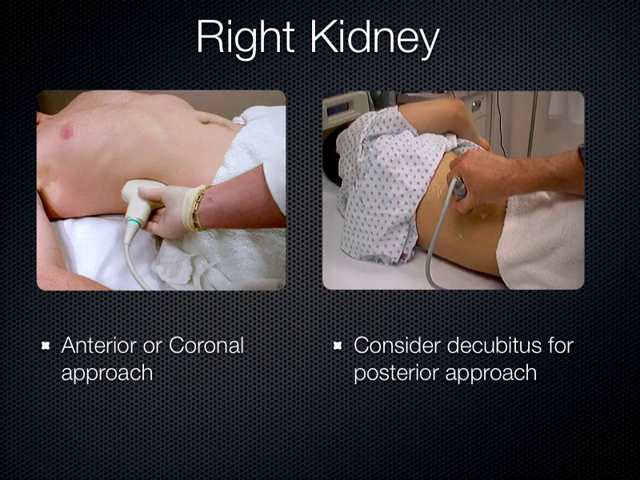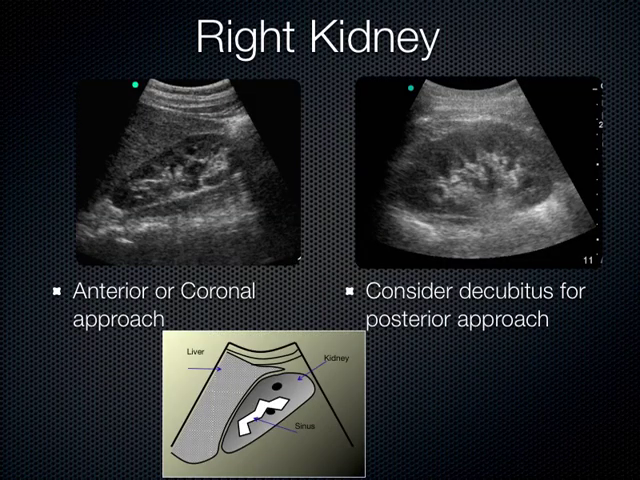How do you actually scan the kidney? Very simple. You place the probe either in a coronal or an anterior location and get the kidney on the screen in that fashion, or you can turn the probe into a more posterior approach, looking between the ribs posteriorly. It all depends on the patient's body habitus, how their organs fall into place. Sometimes you get better views coronally, sometimes you get better views posteriorly.